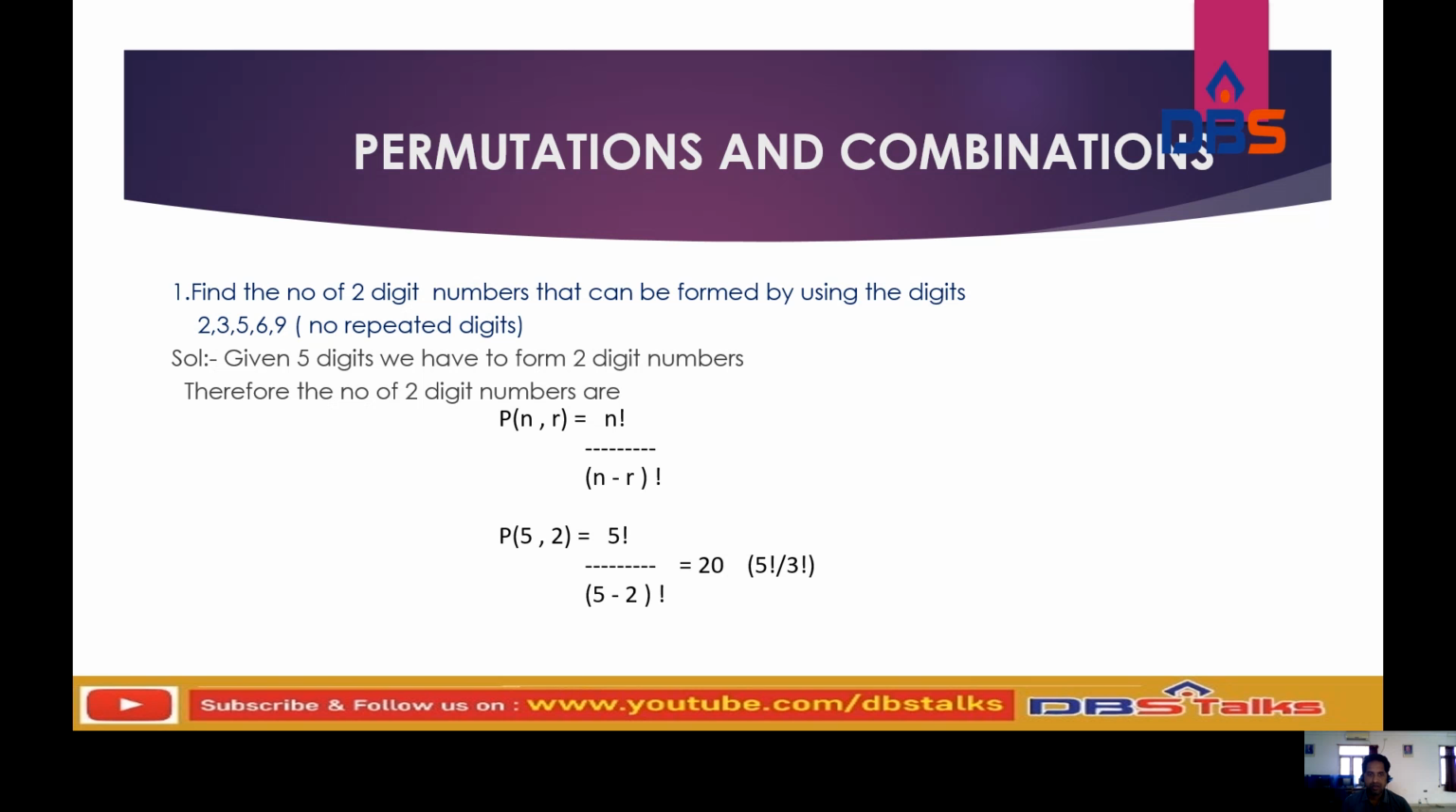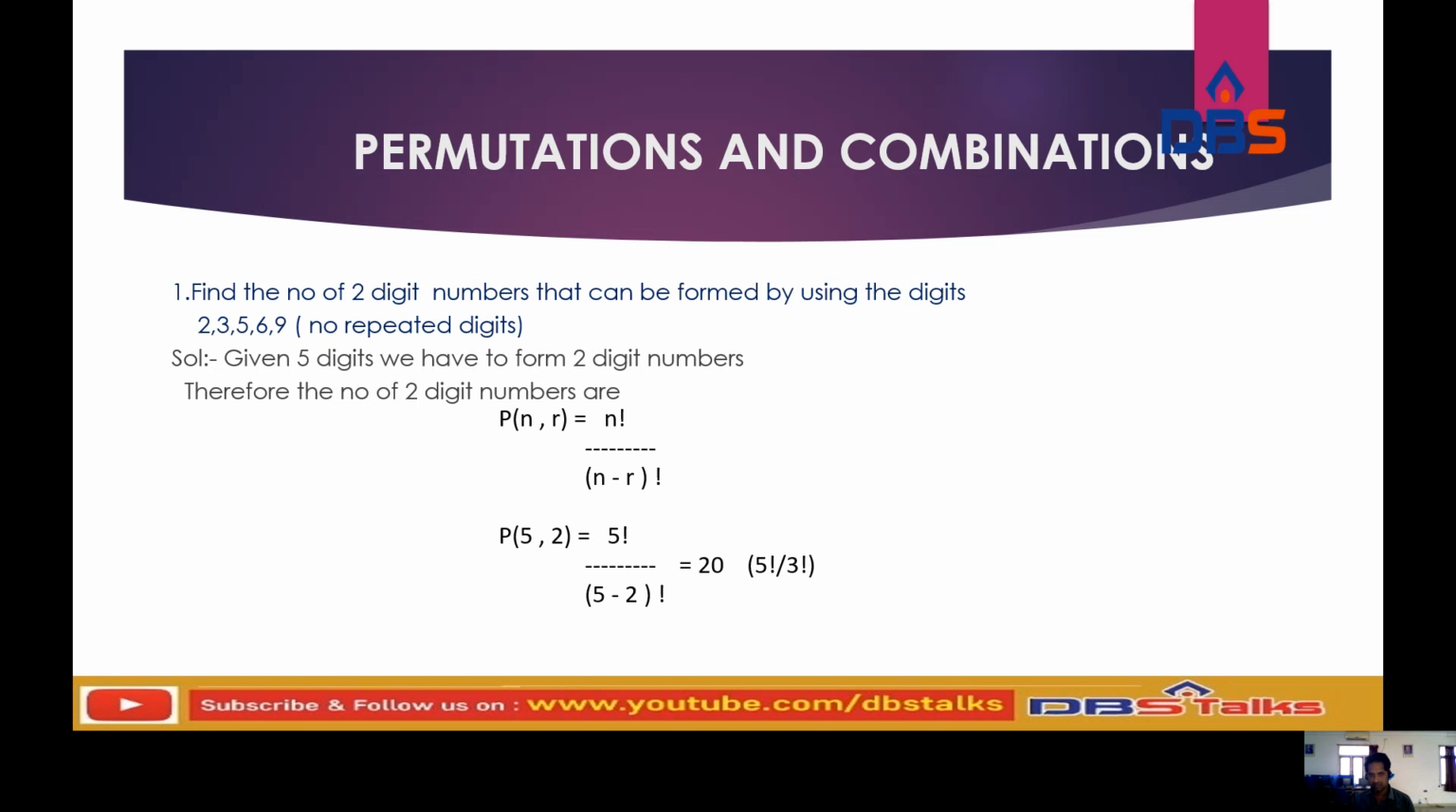Next one. Find the number of two-digit numbers that can be formed by using the digits 2, 3, 5, 6, 9, if there are no repeated digits. Here 5 digits are given, and we have to form two-digit numbers. Therefore, the number of two-digit numbers is n factorial by (n minus r) factorial. Here n means 5 digits, so 5 factorial by (5 minus 2) factorial, that is 5 factorial by 3 factorial, which equals 20.